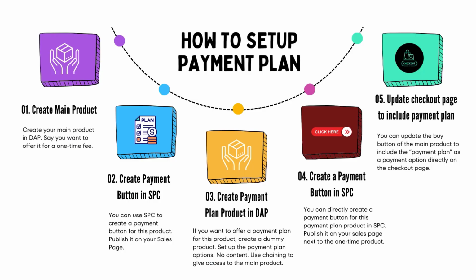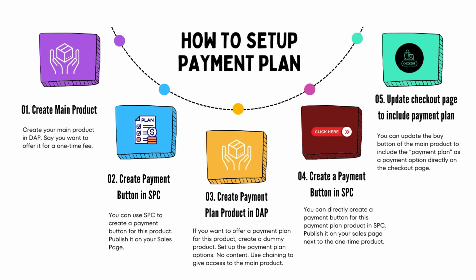Now, SPC is a shopping cart plugin made for dApp. dApp is a membership plugin for WordPress. So first, you have to create your product, your course, your membership, whatever you want to sell using SPC, in dApp. Once you have created it in dApp, then you can use SPC to create a payment button for it. And so this one is for your one-off product.